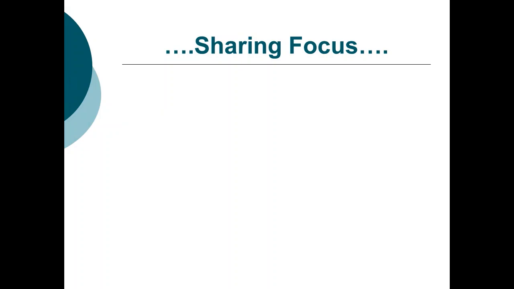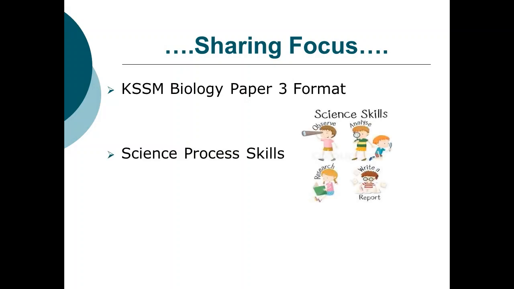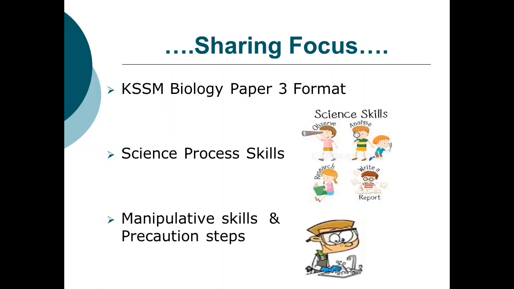The KSSM Biology Paper 3 tips sharing session consists of 3 slots. Slot number 1, the main focus is KSSM Biology Paper 3 format. Slot number 2 is about science process skills. And slot number 3 is about the manipulative skills and the precaution steps. All the sharing in slots 1 and 2 are based on the information given in the book of Format Pentafsiran Biology from Lembaga Peperiksaan. And the answering techniques are based on the previous Biology Paper 3.